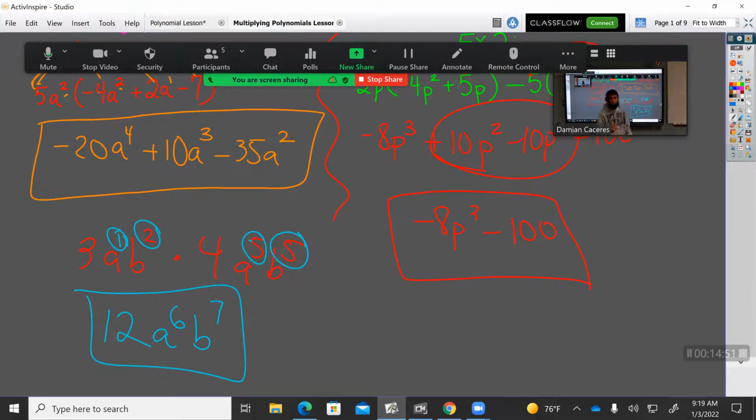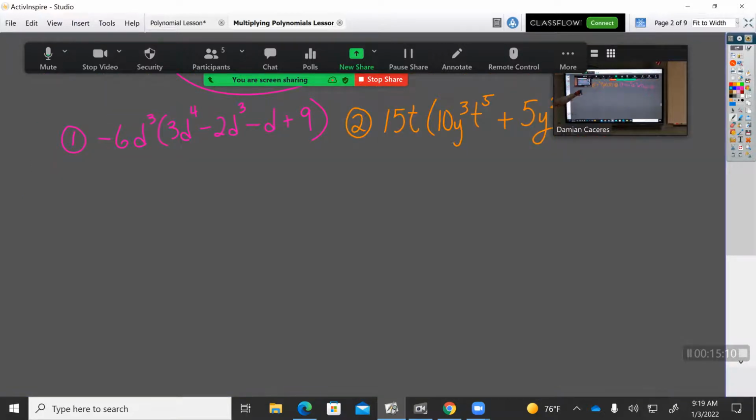When you go to the next page, there's going to be 2 examples. One of them is going to have different variables. So don't add, for example, the exponents from the t with the exponents from the y. T's with t's, y's with y's. In this case, it's only going to be t's. The y's are just going to come down next to the term. So go ahead and try these next 2 on your own, and I'll review them.